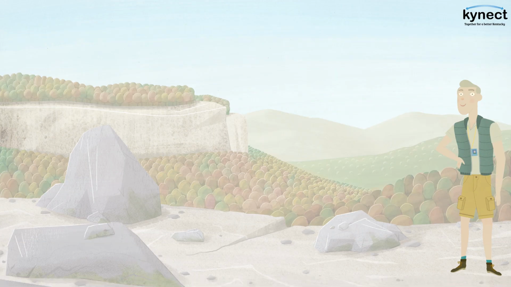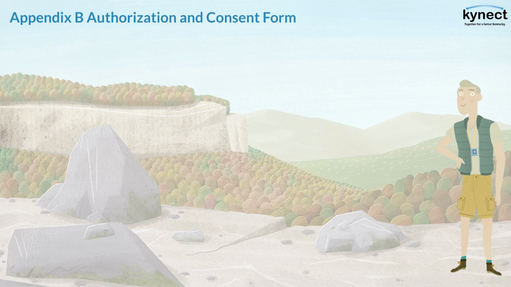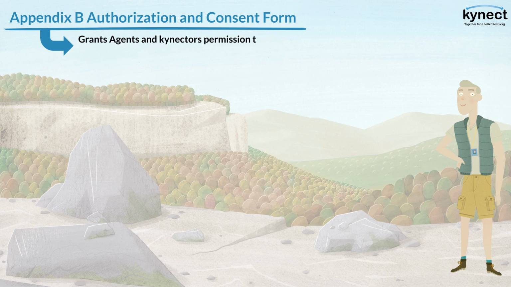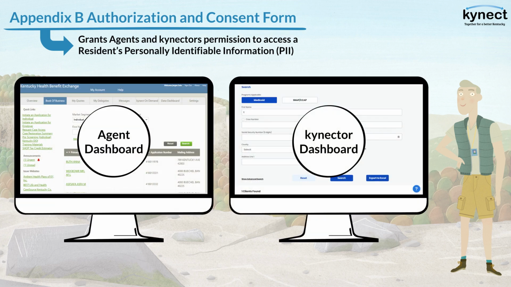Let's begin by discussing how agents and connectors can submit the Appendix B authorization and consent form to become associated with a resident's case. The Appendix B authorization and consent form grants agents and connectors permission to access a resident's personally identifiable information, or PII. After association, the resident will display on the agent or connector dashboard.